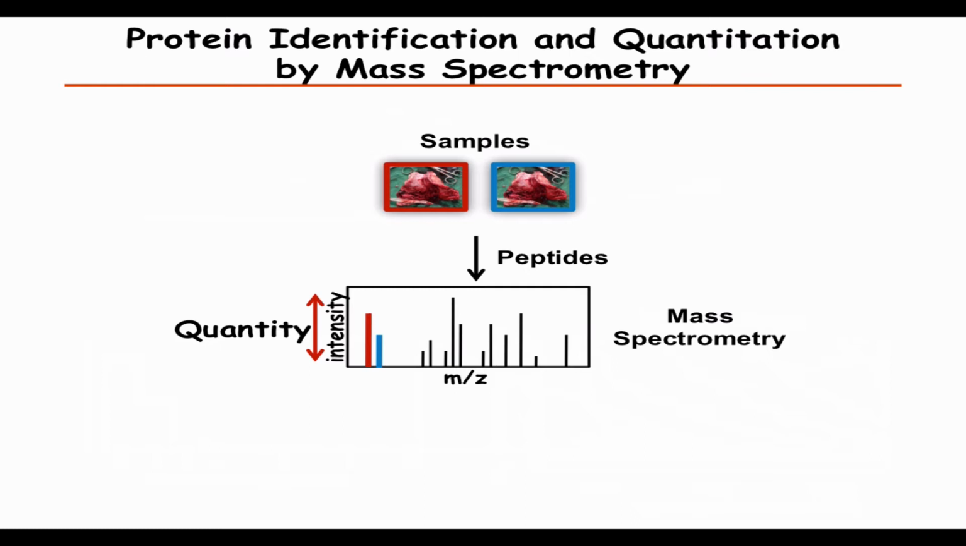So that was identification. So now quantitation is much more problematic in general than identification.